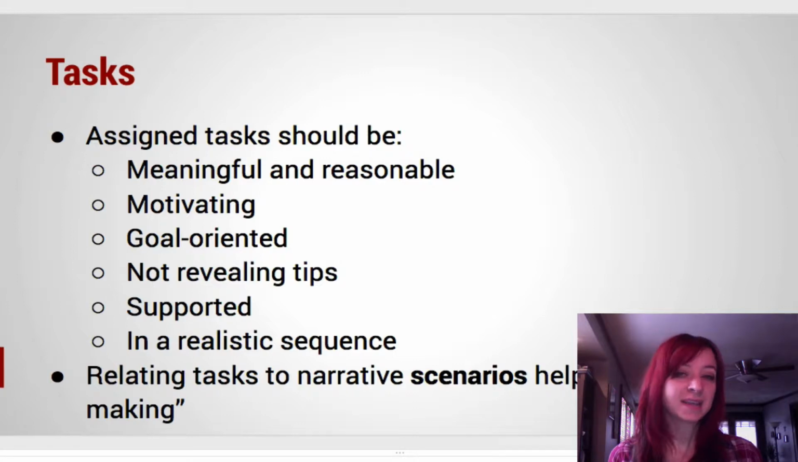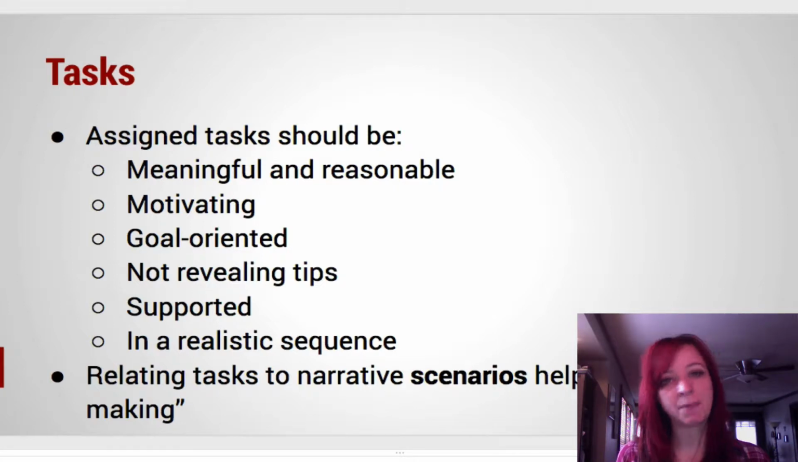So if we go back to the airline example, a person's probably not going to buy a ticket right away. They might need to do something like figure out what services are offered by the airline, figure out if they can buy the ticket online. You're going to give those tasks in a realistic sequence.